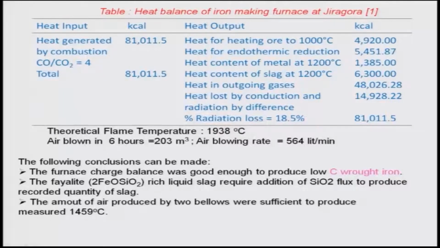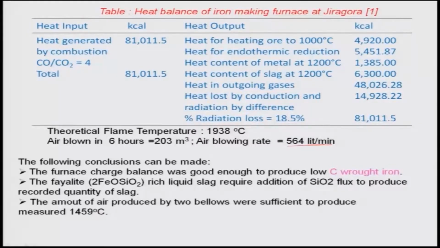The air blown in 6 hours is 203 cubic meters, an air blown rate of 564 liters per minute. The conclusions from this analysis and discussion are that the furnace charge balance was good enough to produce low carbon wrought iron, and the phyllite rich liquid slag requires addition of silica flux to produce the recorded quantity of slag. Sufficient air produced by two valves produced a measured temperature of 1459 degrees Celsius, which they could measure in the experiment.